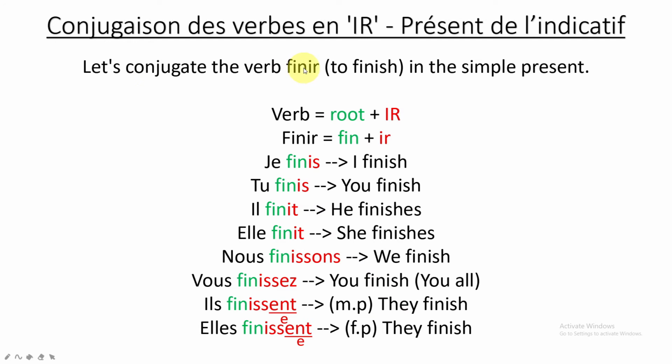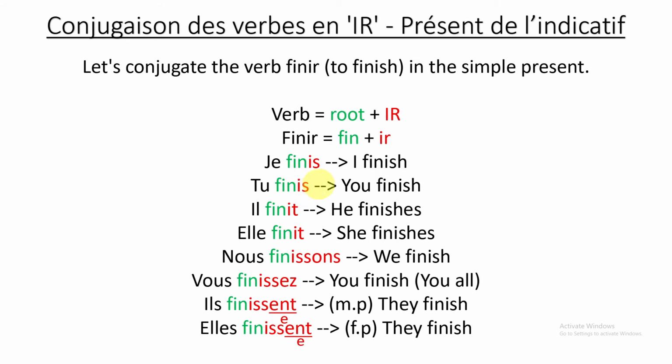Let's conjugate the verb finir, to finish, in the simple present. Verb equal root plus IR. So finir will be equal root FIN plus IR. So I'm going to return that FIN for all subjects, and then will add the ending according to the specific subject. So for je finis. So you see here, I'm not reading S. Je finis, I finish. Tu finis, again, I'm not reading S.